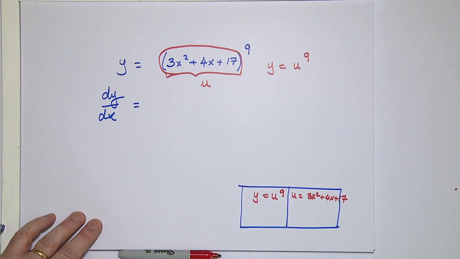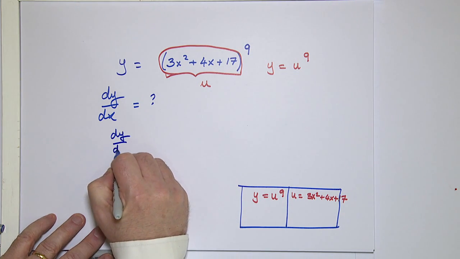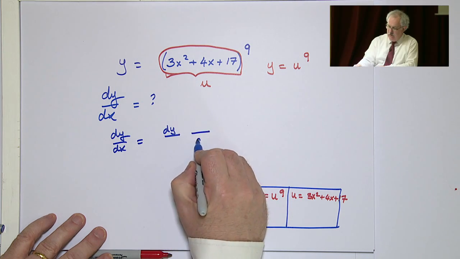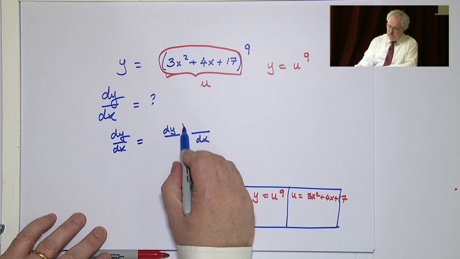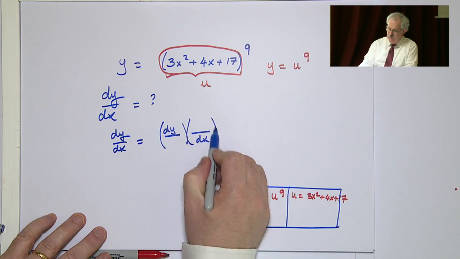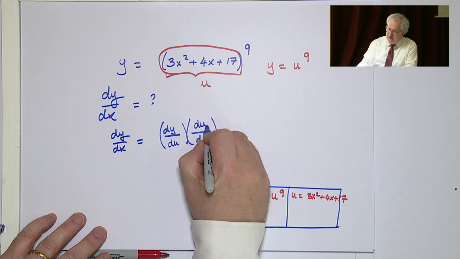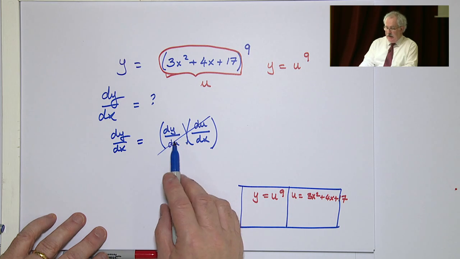Now what's dy/dx? Well, I don't know, haven't a clue. But dy/dx could be written as dy/du times du/dx, because they will cancel. Now I can't get dy on its own.